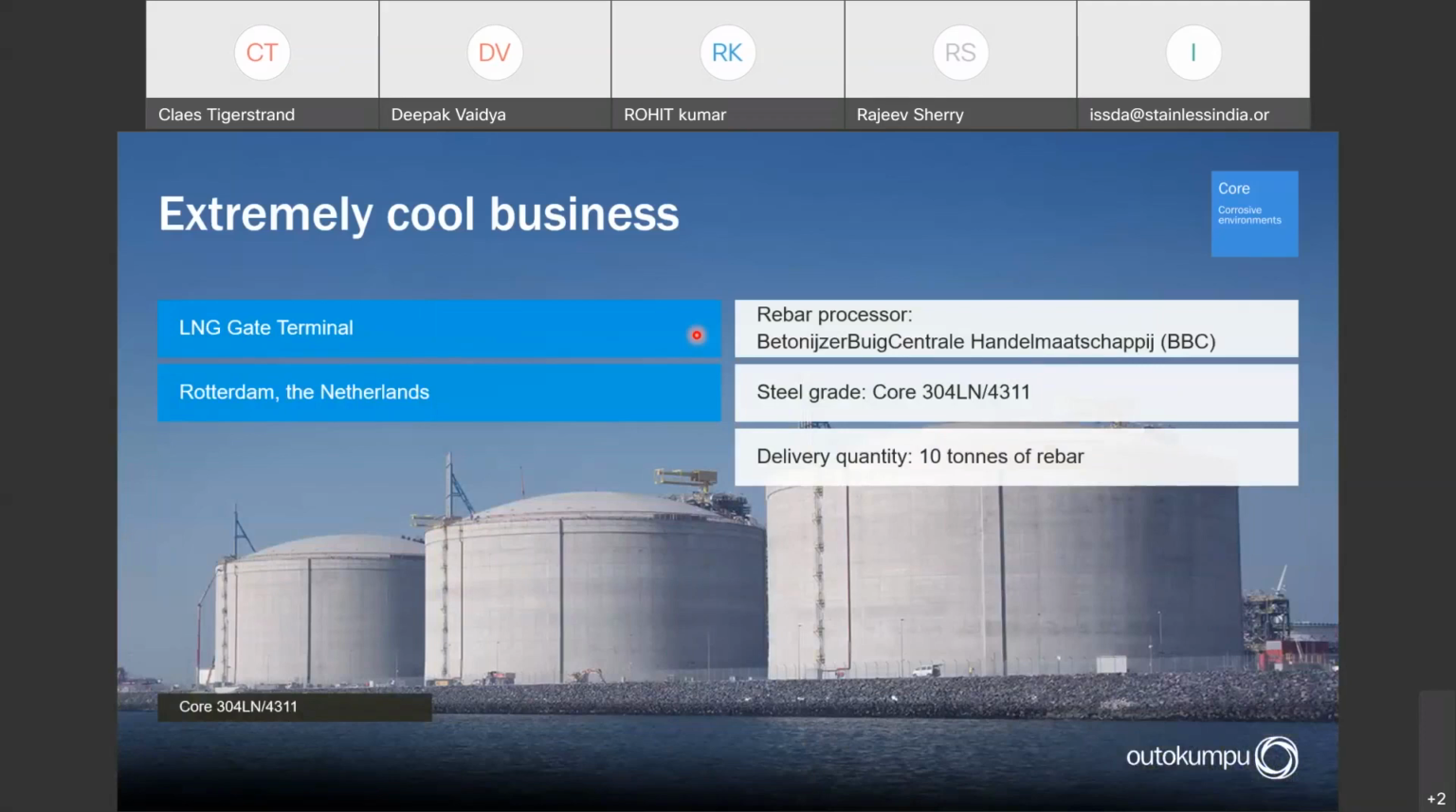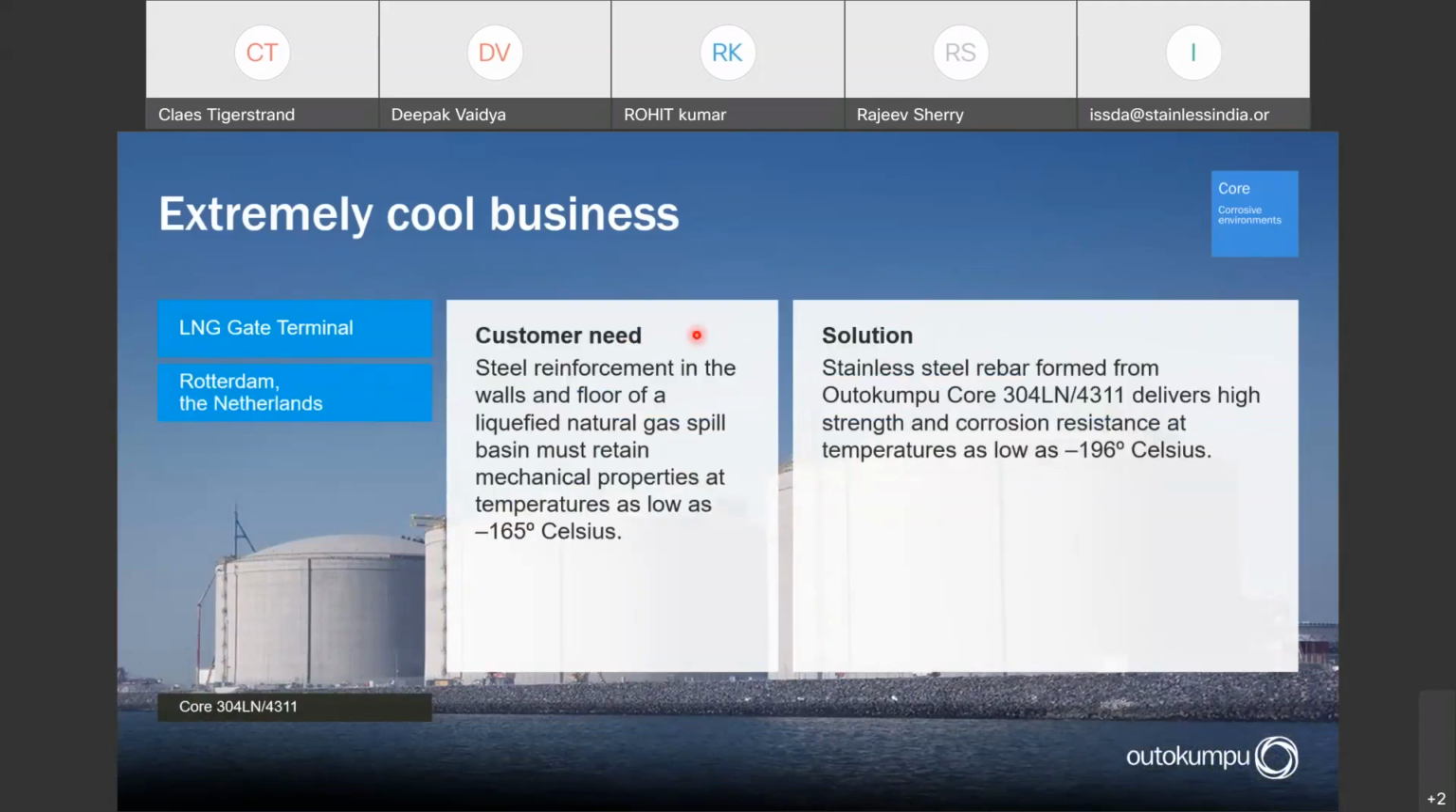For the cool side, for a cryogenic vessel, in this case, using 304 LN for rebars. So for cryogenic use, you need to use stainless steel. Of course, you can also use stainless steel tanks for cryogenic use as well, with very good performance. So of course, very low temperature, and you need to have an austenitic grade to resist this environment.